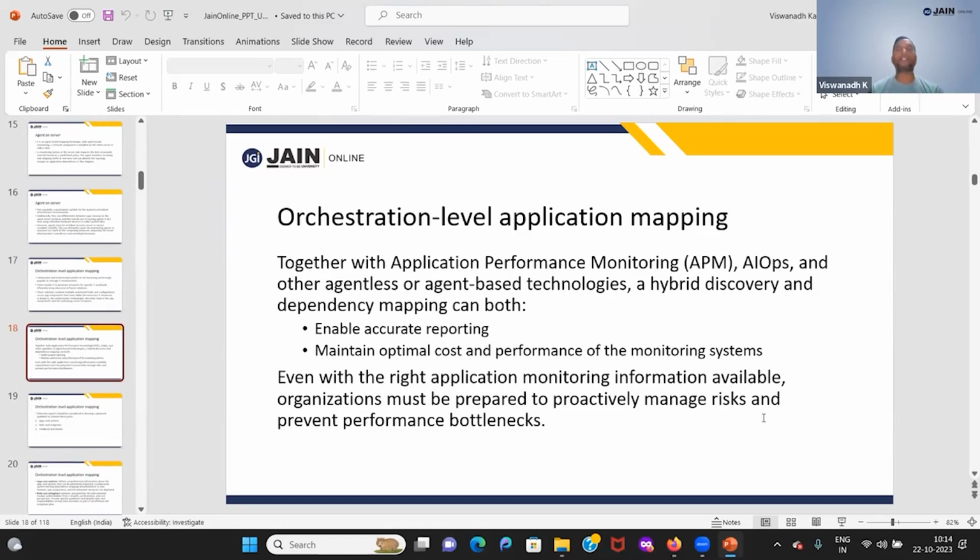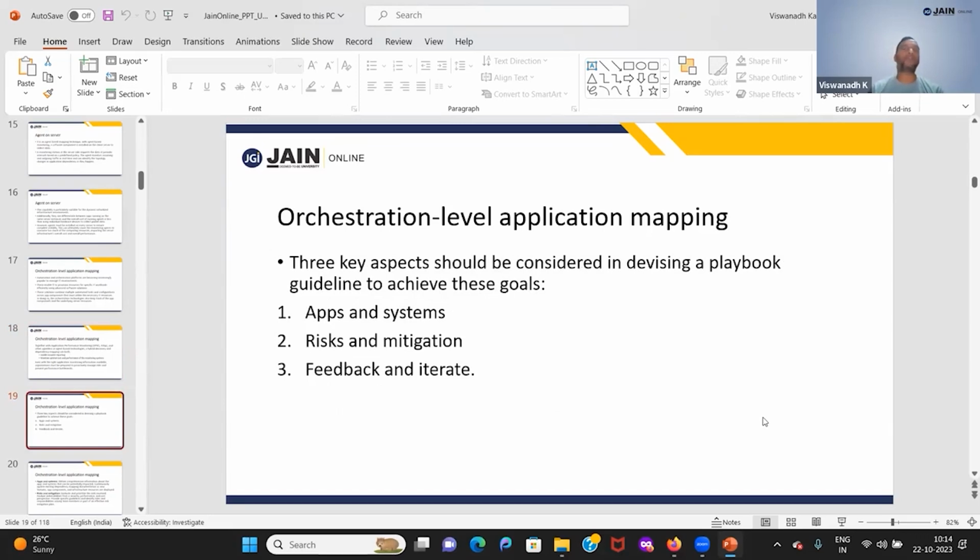Even with the right application monitoring information available, organizations must be prepared to proactively manage the risk and prevent performance bottlenecks. So three key aspects should be considered in devising a playbook guideline to achieve these goals as far as orchestration-level mapping is concerned: applications and systems, risks and mitigation, feedback and iteration.